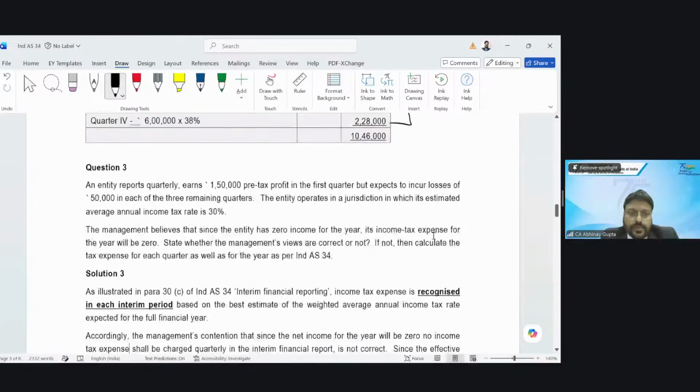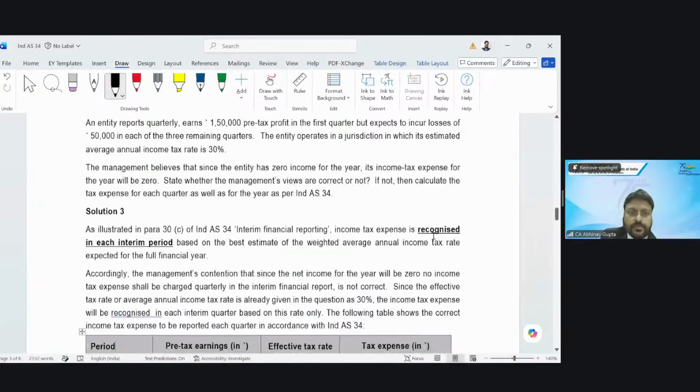Okay. Let's do question number 3 now. An entity reports quarterly, earns 1,50,000 pre-tax profit in the first quarter, but expects to incur a loss of 50,000 in each of the remaining 3 quarters. So 1,50,000 is the profit they are expecting to earn within the first quarter. And in the remaining 3 quarters, they are expected to operate at 50,000 losses. So at the end of the year, the income is nil.